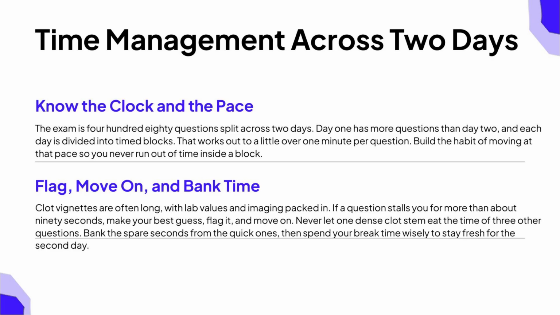Second, learn to flag, move on, and bank time. Clot and blood thinner vignettes are often long, stuffed with lab values, imaging results, and kidney numbers.